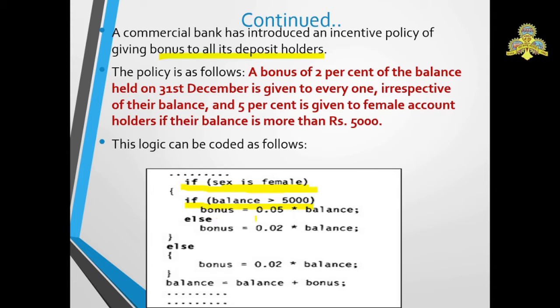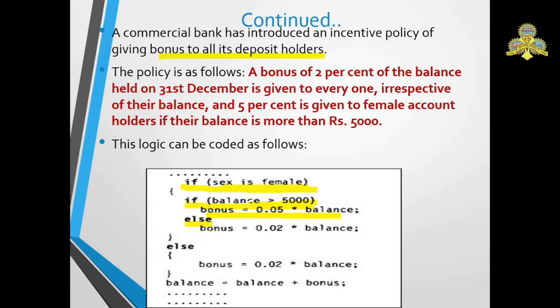we will calculate bonus. That is, if the balance is more than 5,000, then 5% is given to the female account holders. Else, if the balance is less than 5,000, then 2% is given to the balance holders. If the balance is greater than 5,000, then its true part will be executed. This is the true part: the balance is calculated with 5%. The 5% is added to the balance.